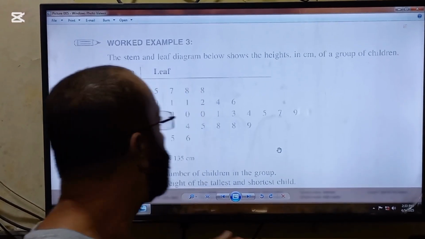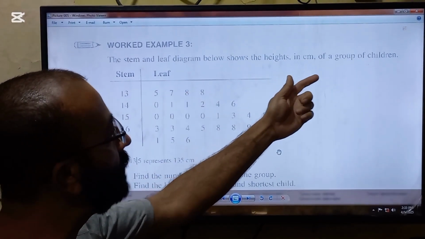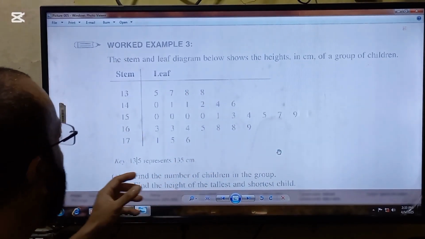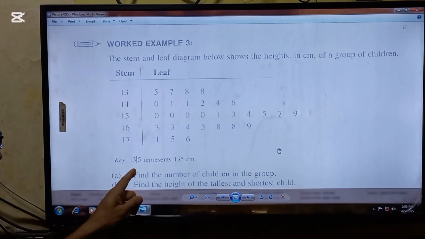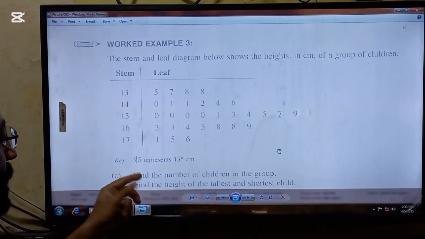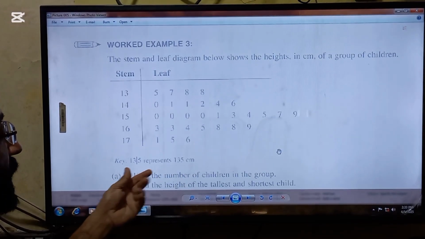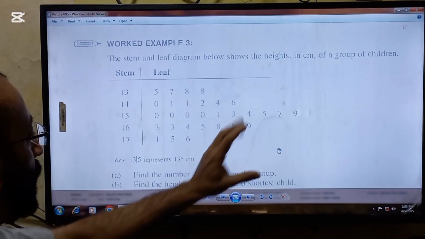Here is another question. The stem and leaf diagram below shows the heights in centimeters of a group of children. Here is a key. On the left side of the vertical line, 13 is there. On the right side is 5. So this collectively makes 135 centimeters. So it means these are 3-digit numbers.